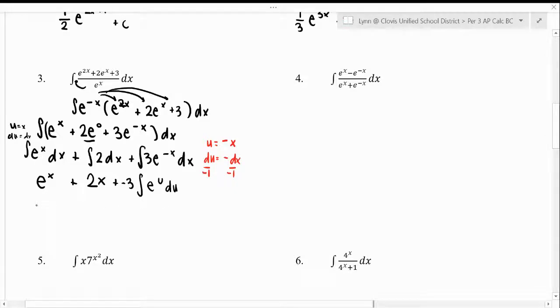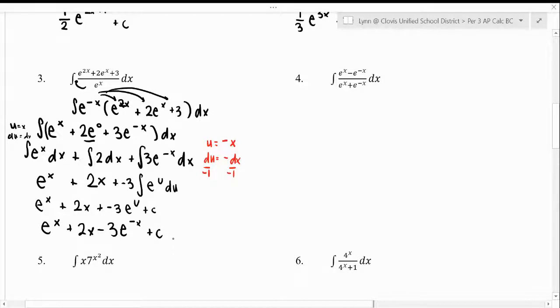And now I can follow the pattern from above. So I still have e to the x. I still have a 2x. I still have that negative 3. I guess that could be a minus. And then the integral of e to the u du. So if I look at the pattern above, that would just be e to the u and then plus c. And then for my last step, I'm going to go ahead and make that a minus now. Replace the u back into that negative x. And that would be my answer.